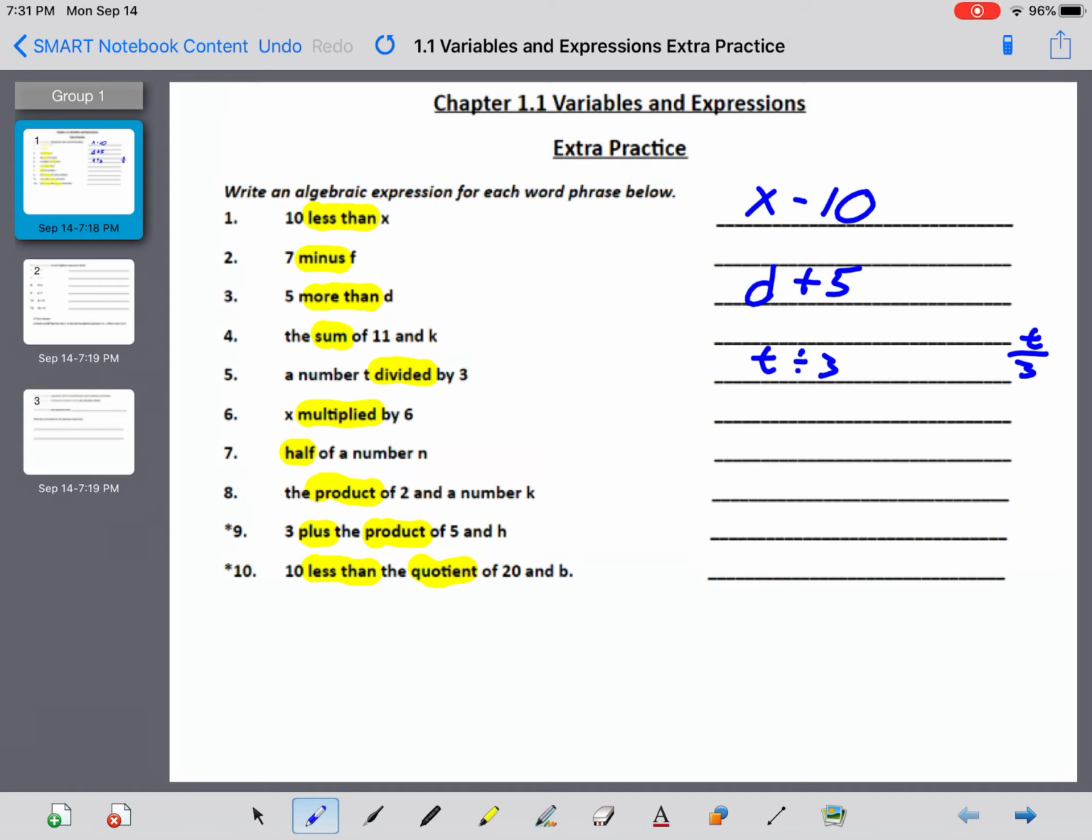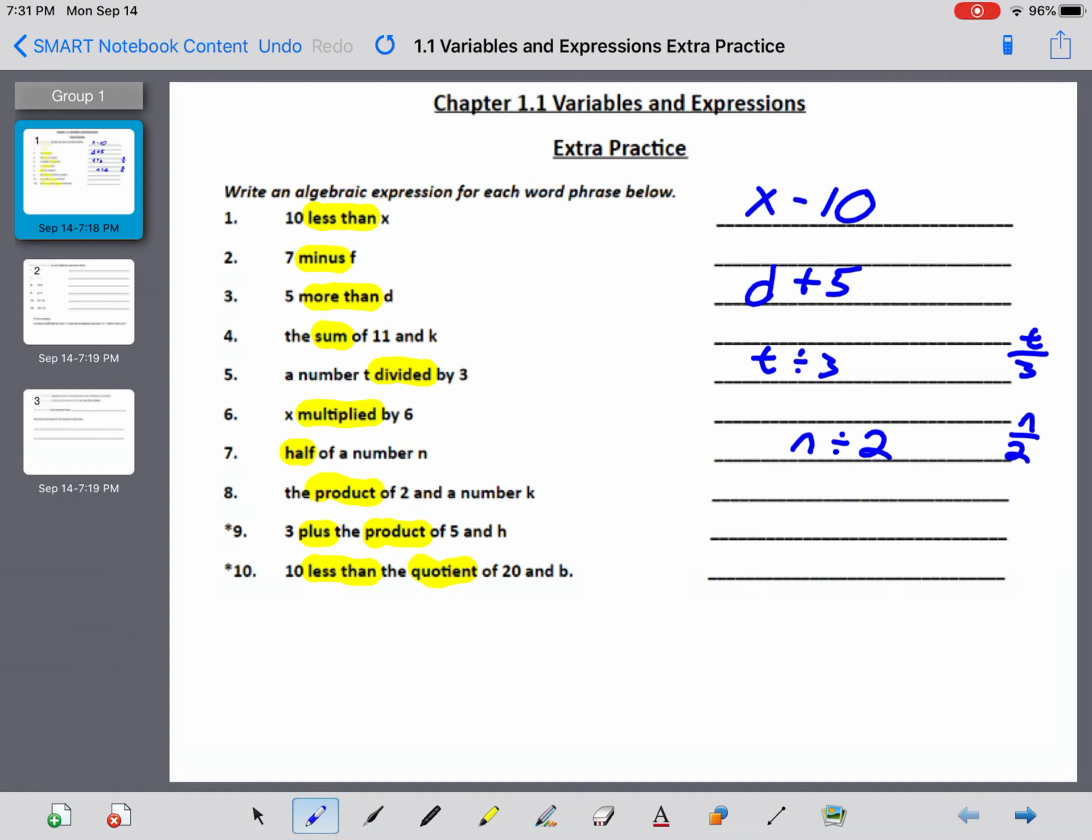Number 7, half of a number n. Well, half means that we're dividing by 2. So we have n divided by 2. And again, you could write it as a fraction, n over 2.